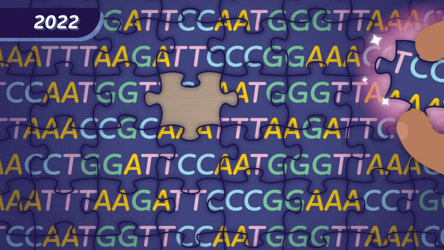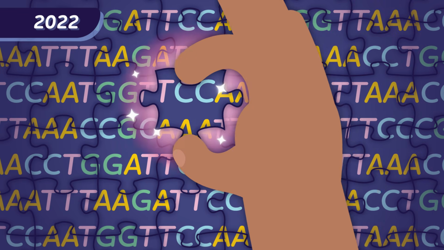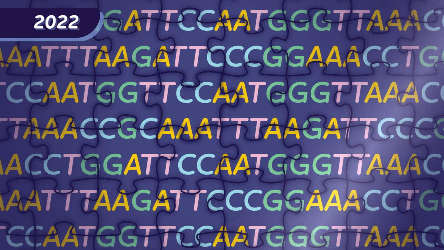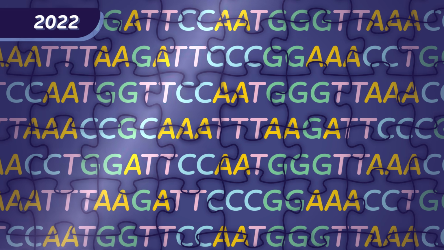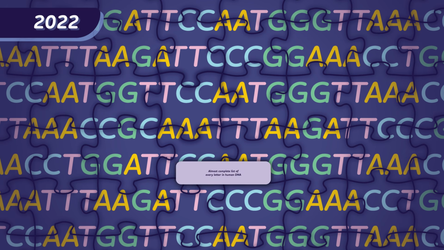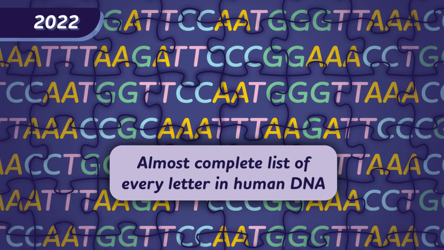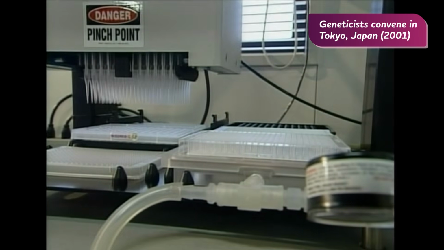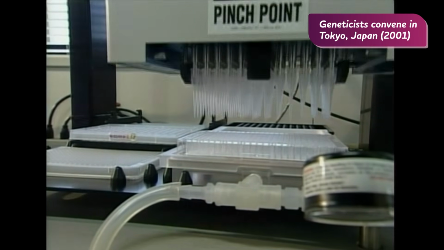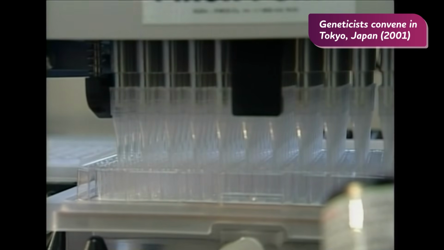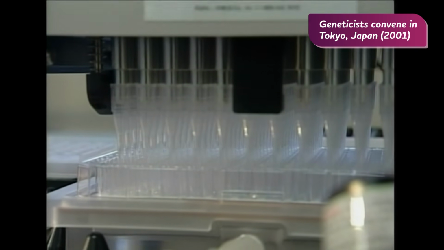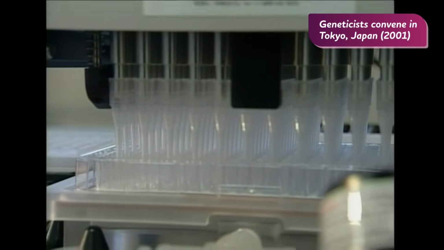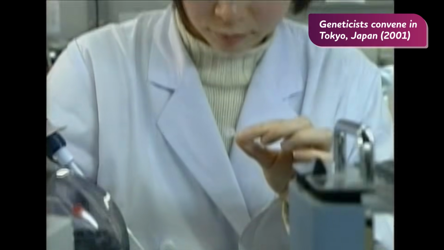Using that method, in 2022, researchers officially completed one of the biggest scientific undertakings in human history. For the first time, we'd assembled an almost complete list of every letter in human DNA. They've been working on this for decades, and it was like they'd finally unlocked the instruction manual that made humans tick. The possibilities for medicine seemed endless, except there was a catch.